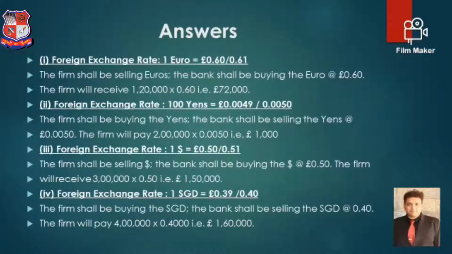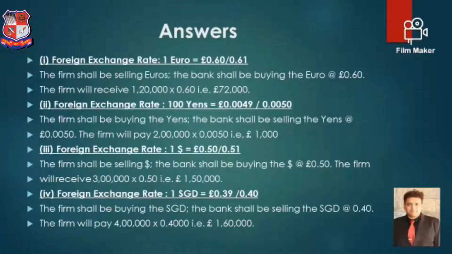Third is the firm exported goods to USA and received 3 lakh dollar. Now we received 3 lakh dollar. We are a UK based company, we will be selling these dollars to our UK bank and the UK bank will purchase from us, that is the bid rate. And the first quote will be useful. When we sell $1, the bank will buy this $1 at 0.50 pound. But now we are selling 3 lakh dollars, so the bank will be giving us 1,50,000 pound.